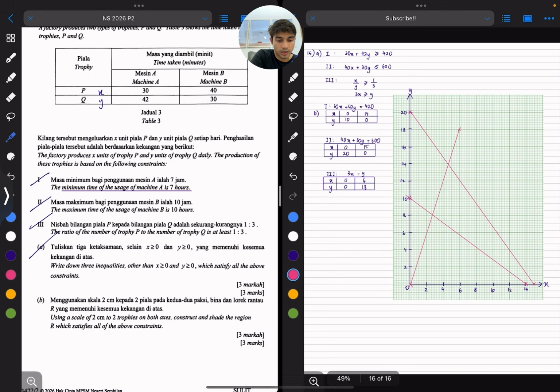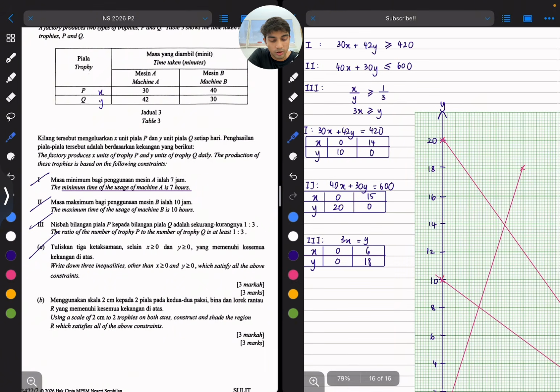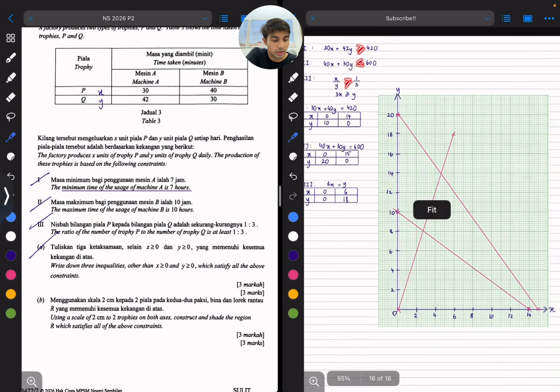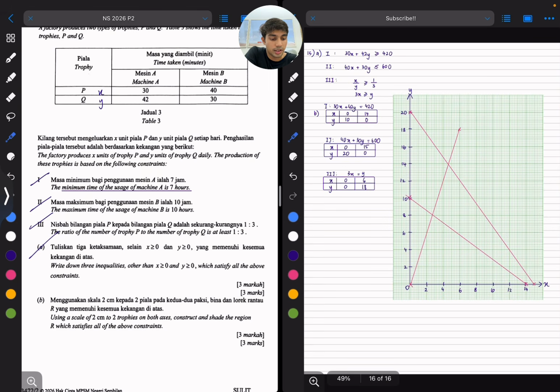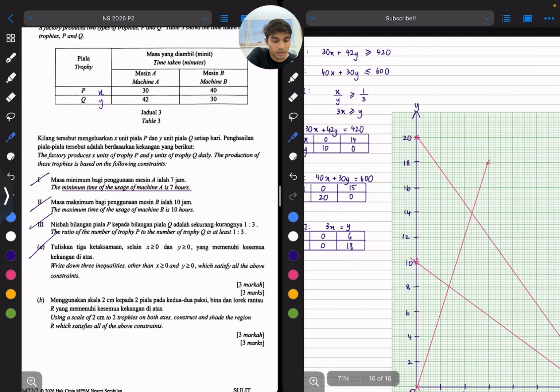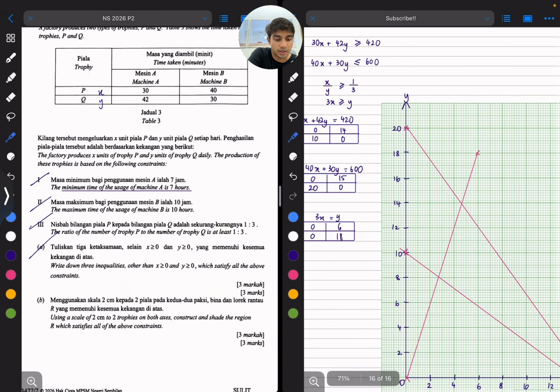Done. Now since all 3 lines are more than or equal to, or less than or equal to, that means there is an equals to, right? So all 3 will be solid lines. If there is just more than or less than, then you have to draw dotted lines. Now we have to shade the region. So let's find the inequality that satisfies. You must always look at y.